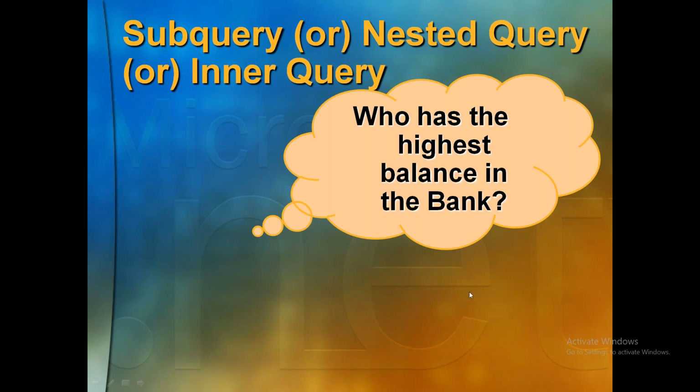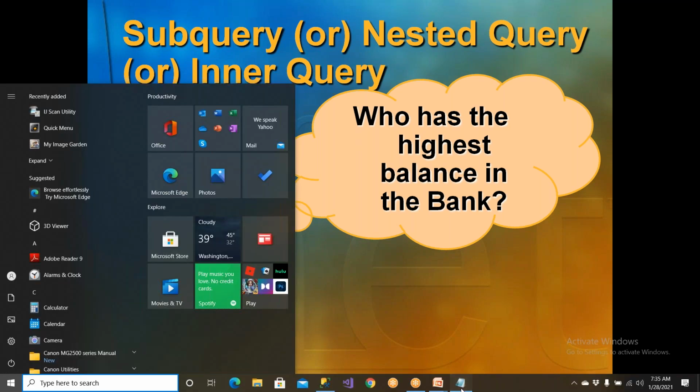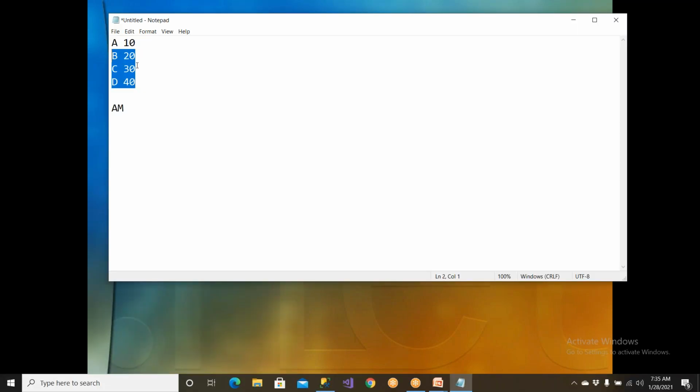This is the query we were discussing. Who has the highest balance in the bank? For example, if I take a simple table like this, the table name is account master table. A is having $10 billion, B is having $20 billion, C is having $30 billion, and D is having $40 billion. I wanted to know who's the guy who's having the highest balance.